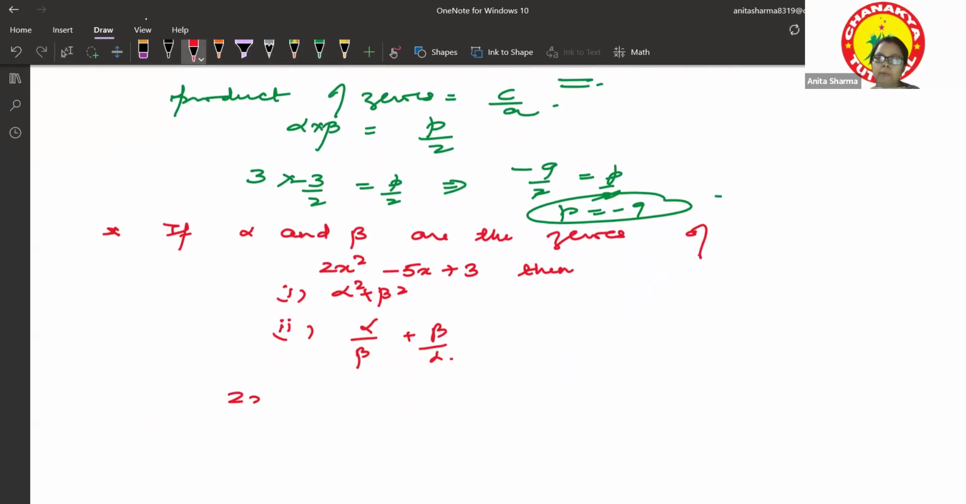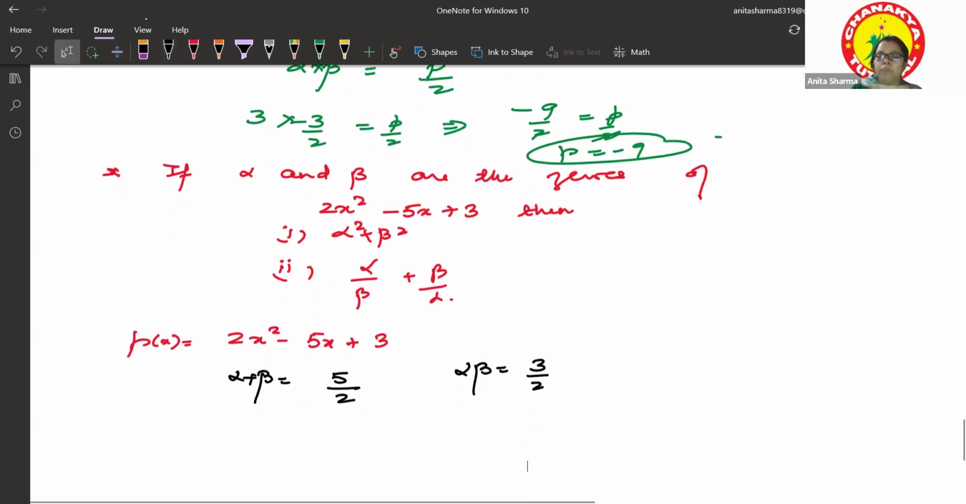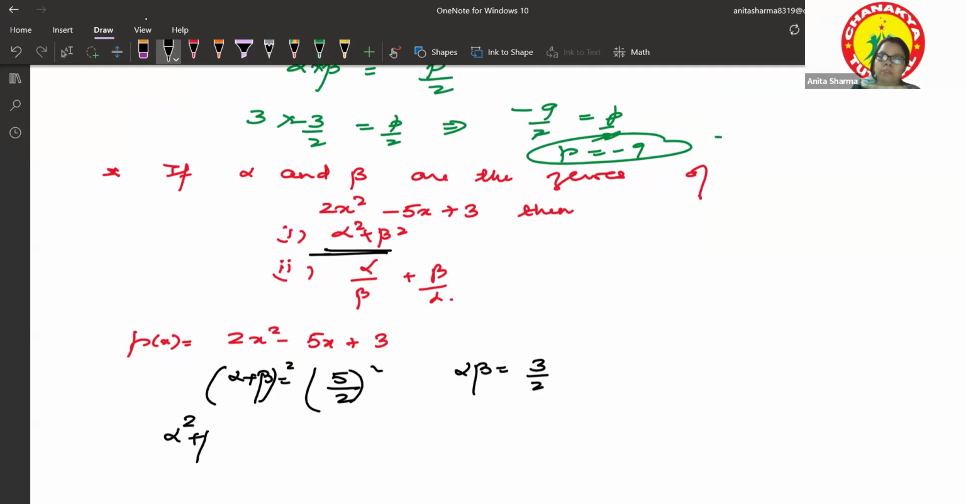What you need to do in these types of questions, first of all, find the sum of the zeros, alpha plus beta. So alpha plus beta will be minus b by a, so 5 by 2. And then the product of the zeros will be c by a, so 3 by 2. Fine. Now we want alpha square plus beta square. So you can consider the sum of the zeros and square both sides. So alpha square plus beta square plus 2 alpha beta is equal to 25 by 4.